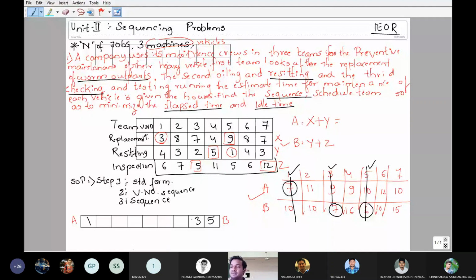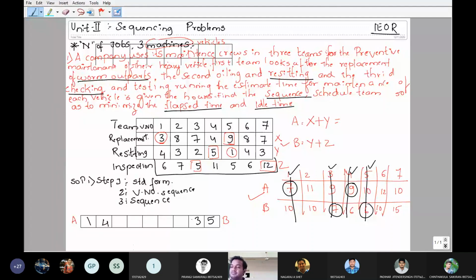The next one, which is the minimum, is 9. We have completed, yes or no? So 9, the vehicle number is 4 and the A is in operation. We'll write it as a 4 here, guys. Okay, now tell me, 1, 2, 3, 4 are completed and the remaining are 2, 6 and 7.